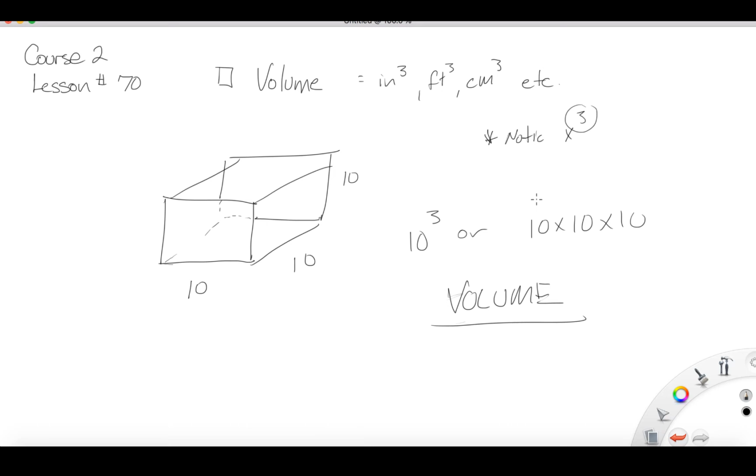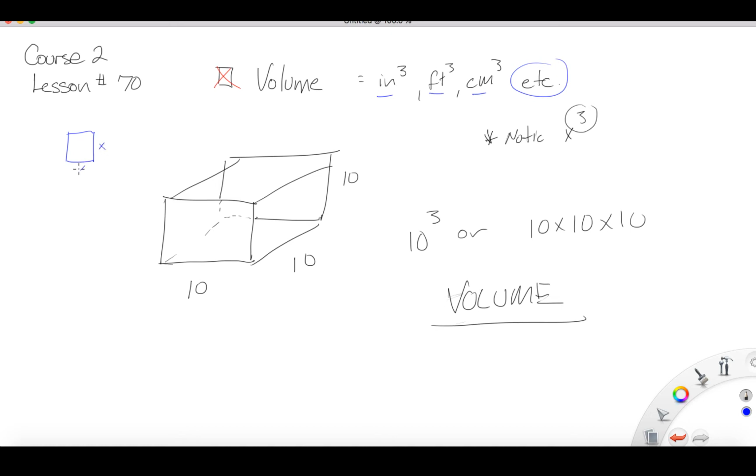Saxon Math Course 2. Today we're on lesson 70 and we're going to be discussing a new idea, the idea of volume. And volume basically consists of three dimensions. I've listed just a couple of examples here, and of course there are more, like inches cubed and feet cubed and centimeters cubed, as opposed to area, right?